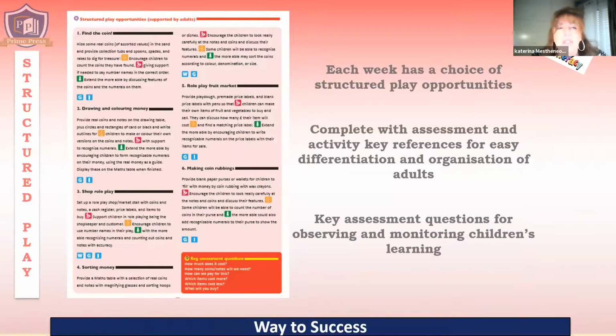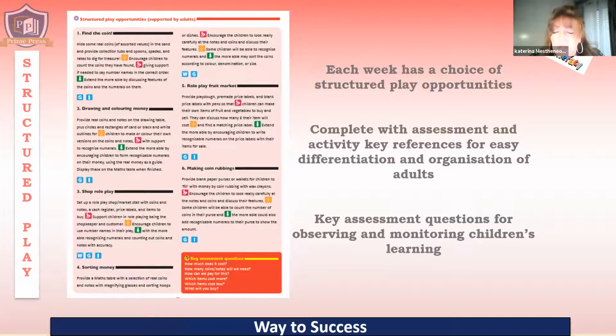Then the next page in the teacher's book is the one that has a list of structured play activities. So again, each week has a choice of a number of structured play opportunities. Again, you can see here you've got the symbols, the type of activities, and the different things to do for each of the levels of your students. And at the bottom, we've got the key assessment questions for observing and monitoring the children's learning.